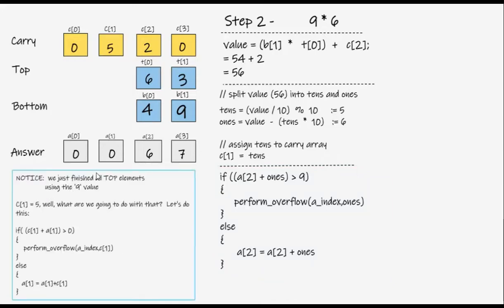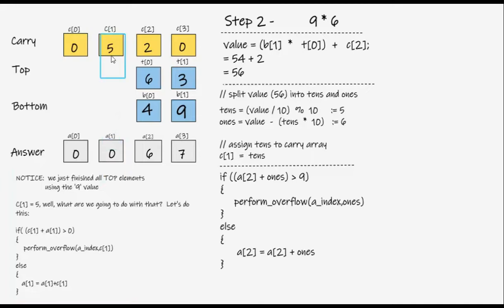So notice we just finished all the top elements. 6 and 3 have been both multiplied by 9. And now in c sub 1, there's a value 5. And we just can't leave that there. So what we have to say is, if c sub 1 plus a sub 1 is greater than 9, then we're going to do that overflow. Else, we're going to say a sub 1 equals a sub 1 plus c sub 1.